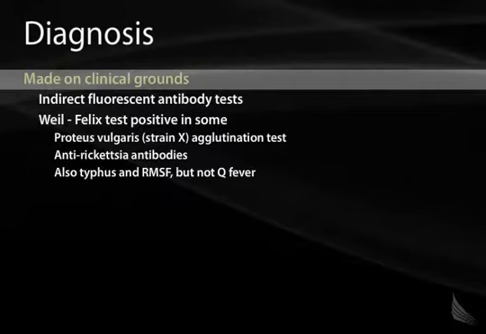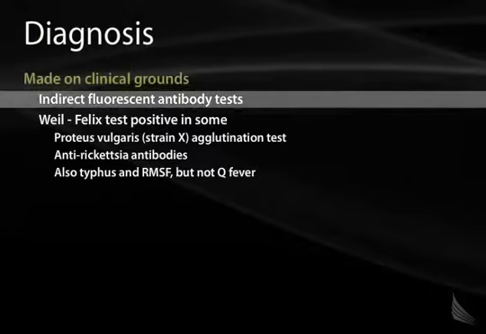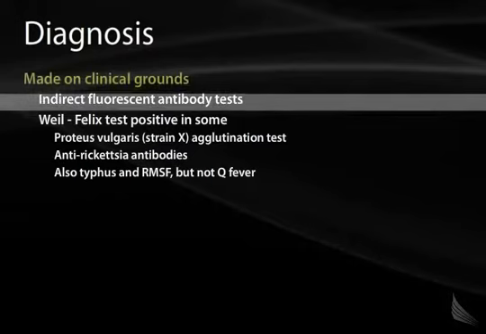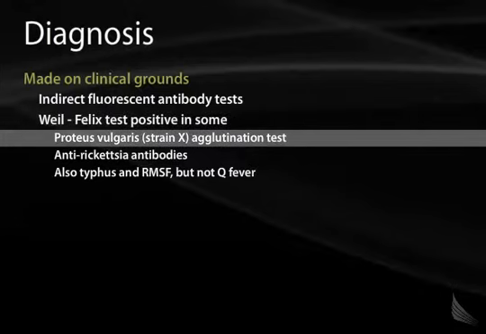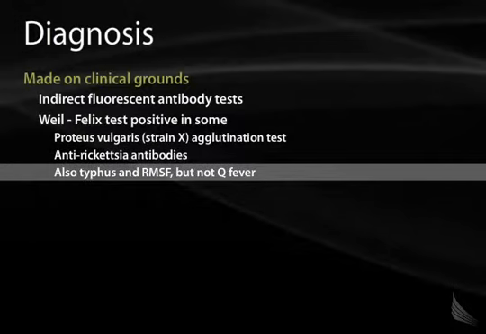You talk about the history with exposure to ticks, you've got a rash, you've got multi-system involvement, you're in trouble. In addition to your clinical findings, you have serology like the indirect fluorescent antibody tests and the Weil-Felix test, which is positive in some people with Rocky Mountain spotted fever. You can also get false positives with Proteus infections and also with typhus, but not with Q fever.